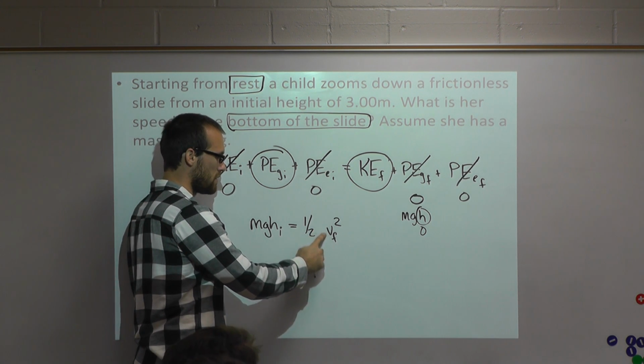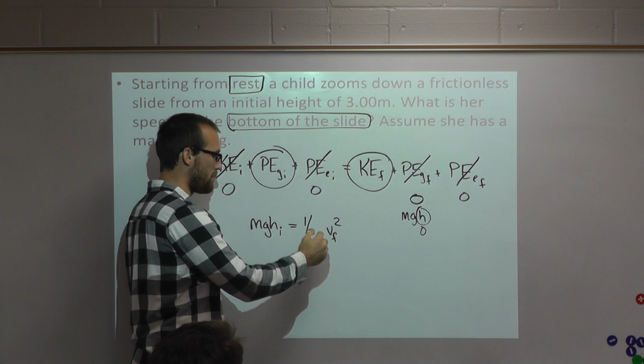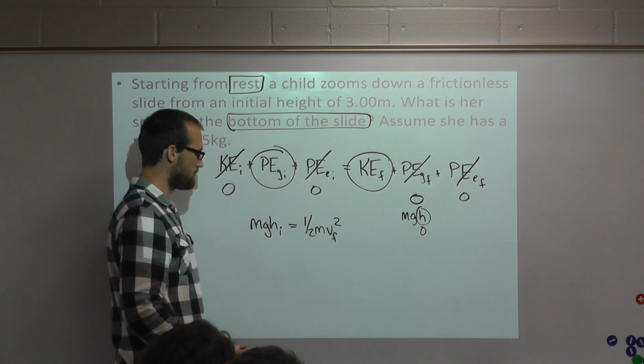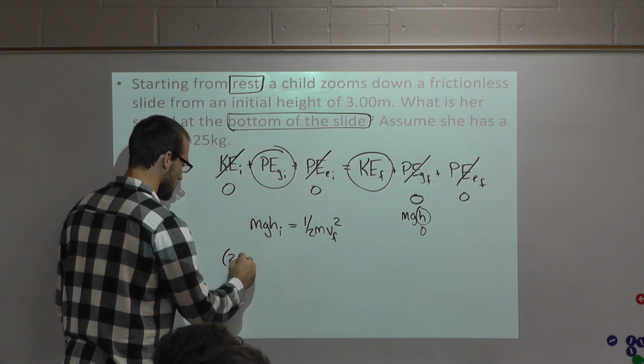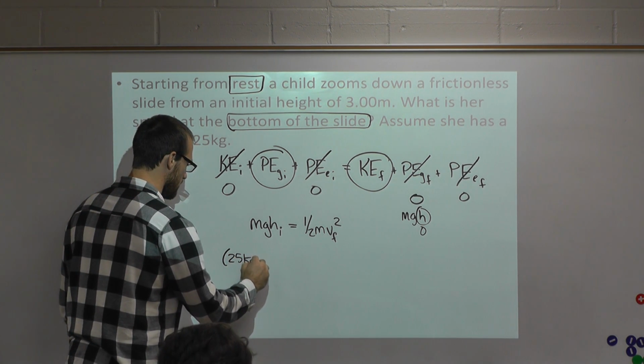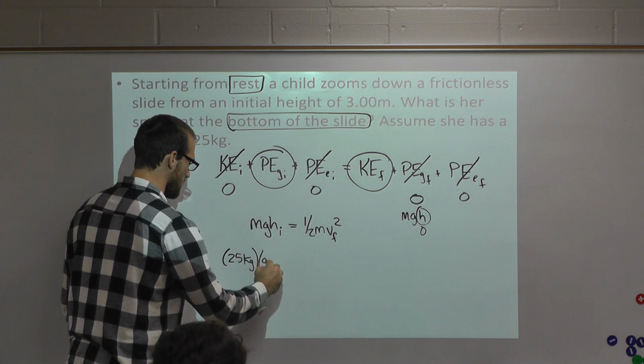Can we just plug in g? Everybody loves to do that. You want to put it all in? Alright, fine. So what did we say the mass was here? 25. Oh, so now we just take this. 9.81.